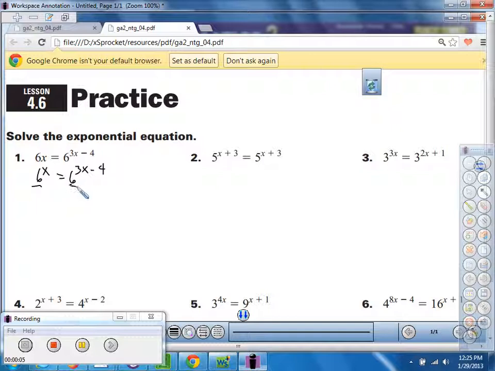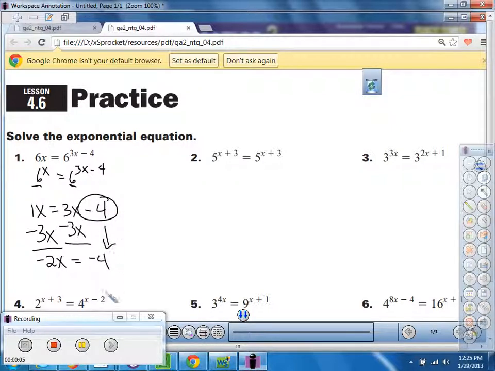The bases are the same, so we'll end up with x is equal to 3x minus 4. Okay, I'm going to bring the 3x over to the other side by subtraction, so I'm going to subtract 3x from both sides. Okay, now they have different signs. Remember this is like having one x in front of it, so we end up with negative 2x is equal to negative 4. Now remember to bring down that negative sign with it. Okay, and then we just divide both sides by negative 2. So x is equal to, different signs and we're dividing, so it's going to be positive 2.